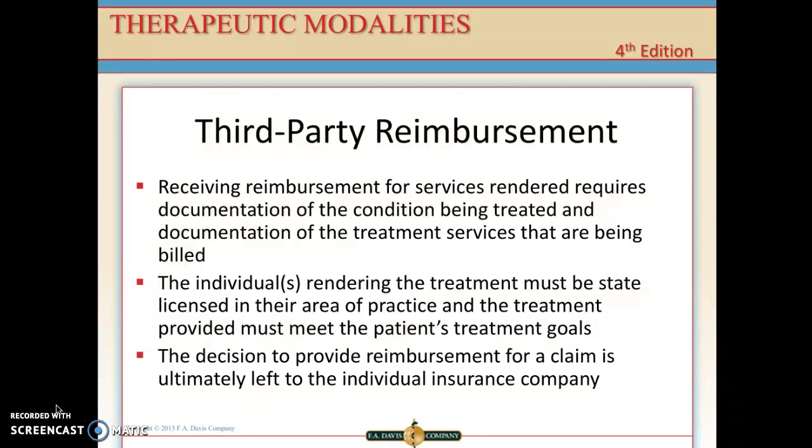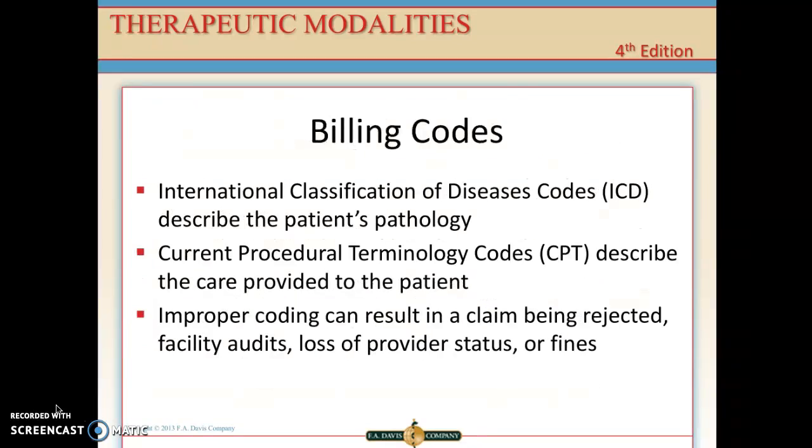So a third-party reimbursement says that the patient sees a doctor, the doctor refers the patient to the athletic trainer, who provides the treatment, and the athletic trainer seeks payment for that treatment, not from the patient, not from the physician, but from an insurance company. We are not allowed in Virginia right now to bill insurance companies for athletic training services, but that is one professional goal that we hope to have that privilege in the future.